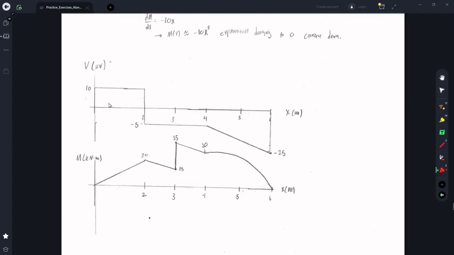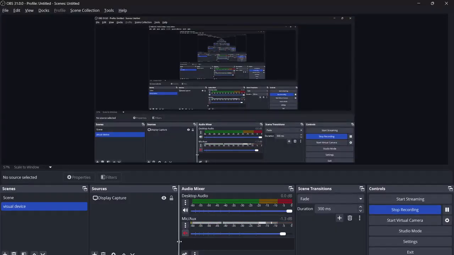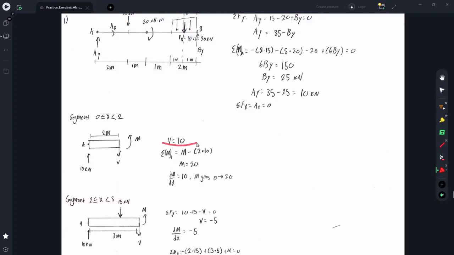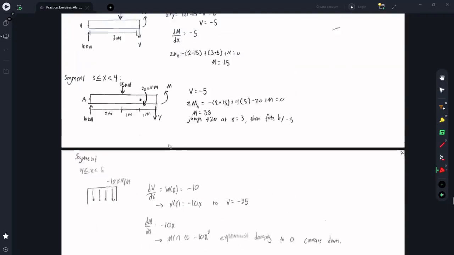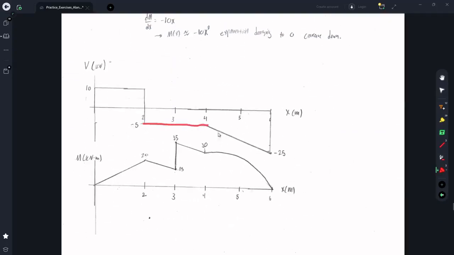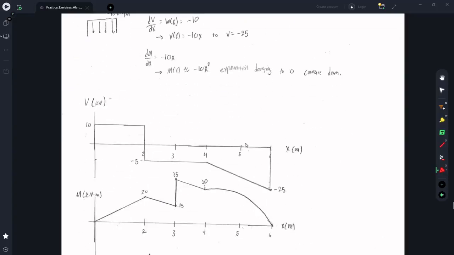So putting everything together, here are the two graphs. From 0 to 2, we said that the shear was equal to 10, so it's just going to stay at 10. Then from 2 to 3, we saw that it dropped to -5, and it stayed that way until x equals 4. And then from 4 to 6 is where we have a distributed load of -10. So 4 to 6 is 2 meters, so that's going to be -20, and we're at -5. That takes us to -25.